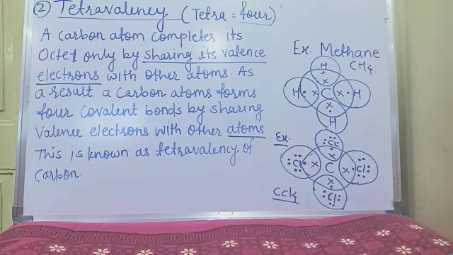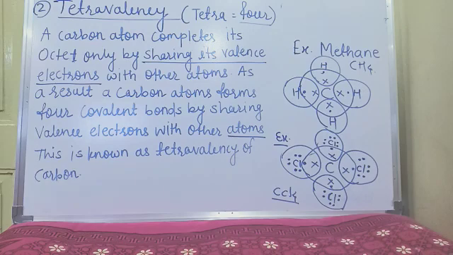Understood? What is tetravalency? Tetravalency is nothing but the element whose valency is 4 is known as a tetravalent element, and the nature exhibited by such an element is known as tetravalency. And here, as carbon has 4 electrons in its valence shell, it shares its valence shell electrons with other atoms to form covalent bonds.